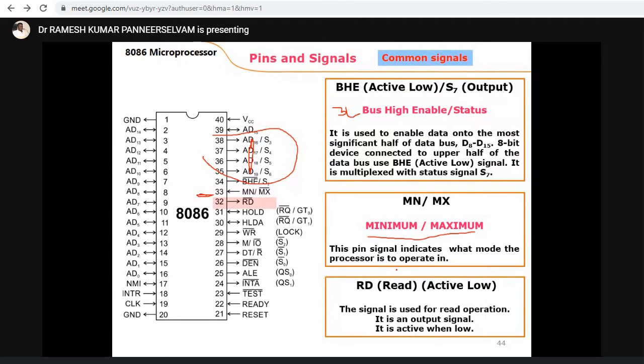Next is read. Clear? What is meant by a read operation? We read data from memory, or we read input data given by an input device. This read operation is initiated on pin 32. So this is the signal for the read operation. It is an output signal; basically, the control goes from the processor to your memory. Clear? It is always active low, meaning the signal is 0 when active. That is the meaning of low.